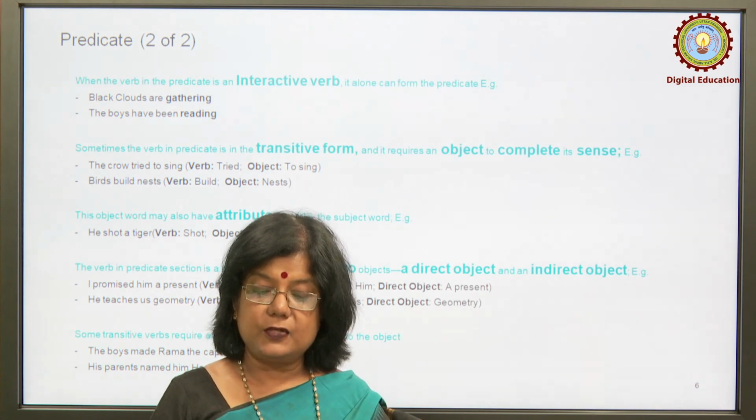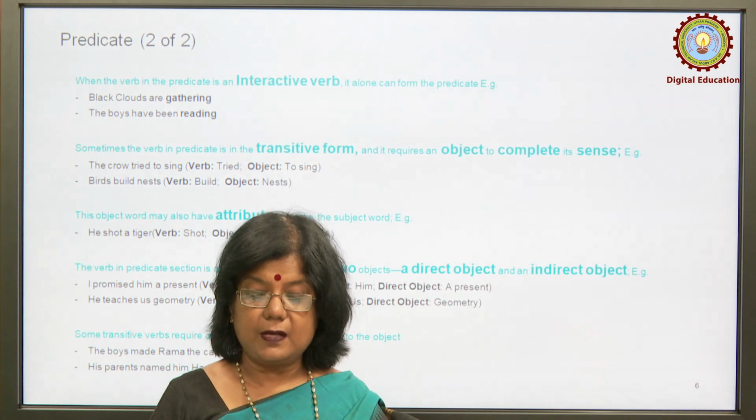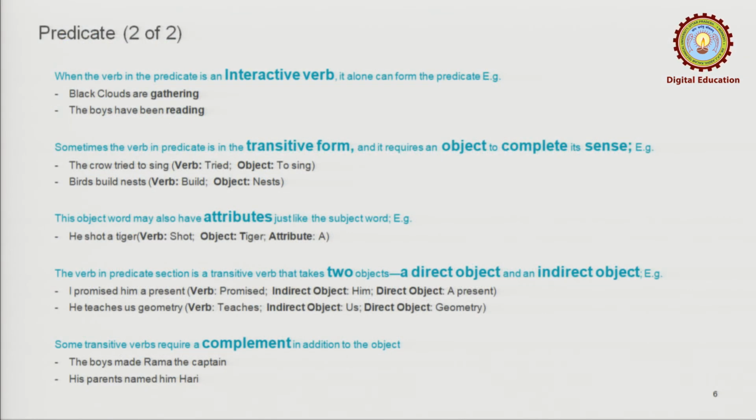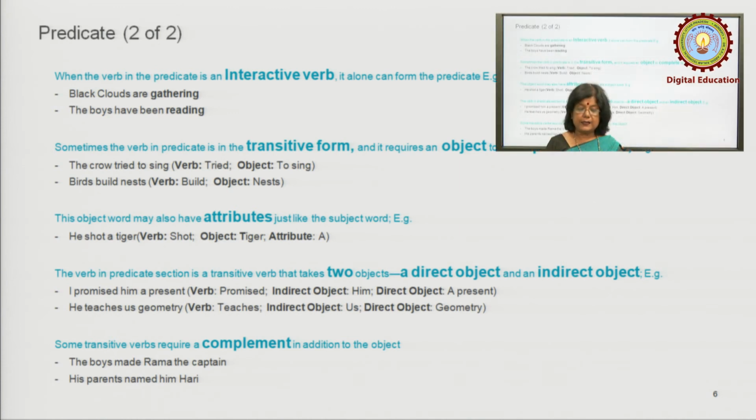The crow tried to sing. If we divide it in sections, verb is tried and object is to sing. Second example, birds build nests. Here the verb will be build and object will be nests. This object word may also have attributes just like the subject word. Example, he shot a tiger. In this sentence, the verb shot is the predicate, object will be the tiger, and attribute will come under the a section. So this will be the division of the predicate part: shot verb, tiger object, and a attribute.